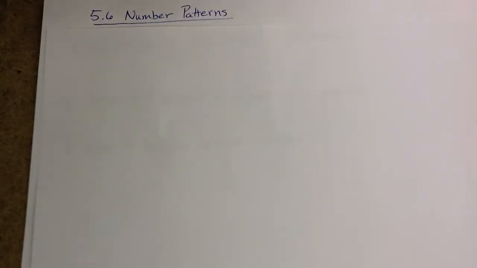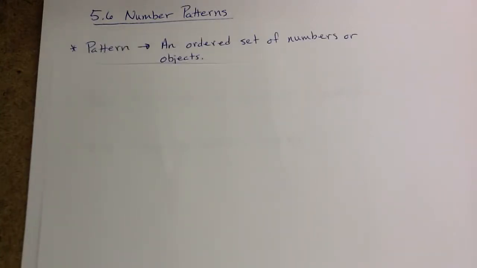Alright, welcome back. Now in this final lesson of Chapter 5, we're going to be talking about number patterns. Well, before we can discuss number patterns, we better know what a pattern is. So a pattern is an ordered set of numbers or objects. So if you have numbers or objects in a certain order, it's considered a pattern.